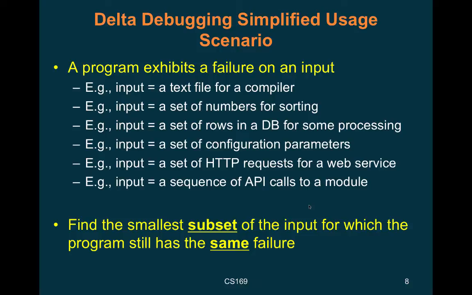I do want to point out here that it's important to fix the failure and then find the input that reproduces the failure. Why? Let's look at the first example again.